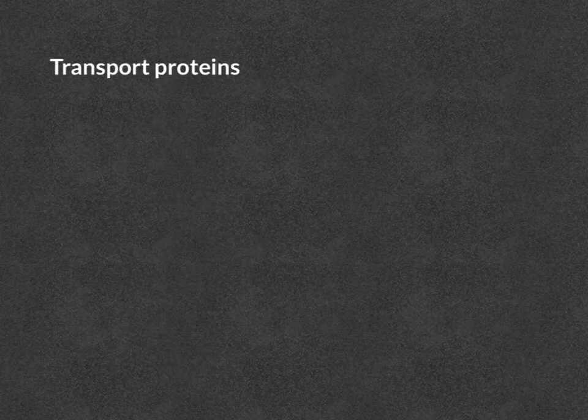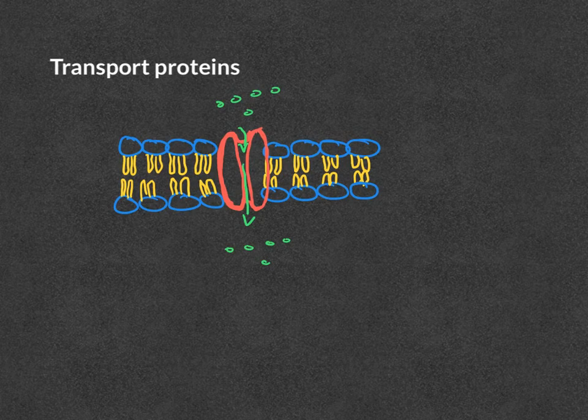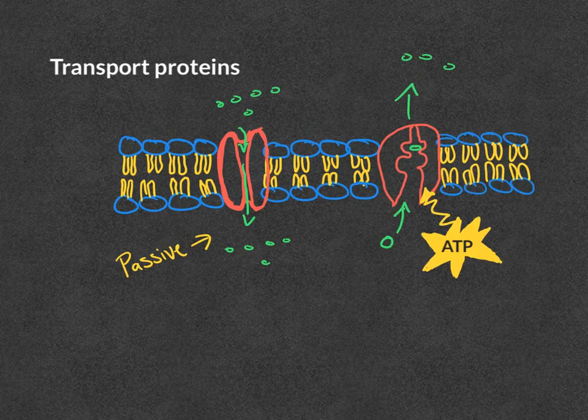Transport proteins are integral proteins or transmembrane proteins. Transport proteins are involved in the movement of ions, small molecules, or macromolecules that allow things to move from one side of the cell to another. Some transport proteins allow the passive movement of substances, while others require ATP and active transport in order to move substances across. We'll talk later about the differences between passive and active transport.